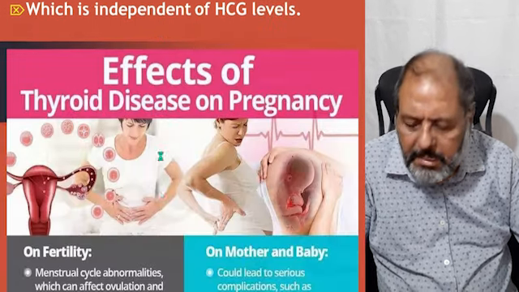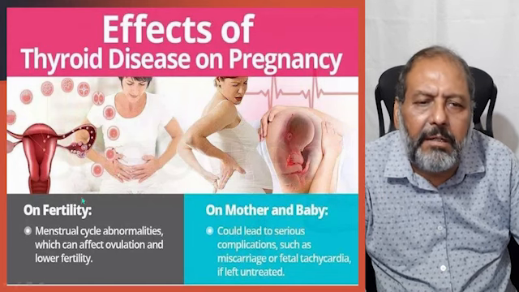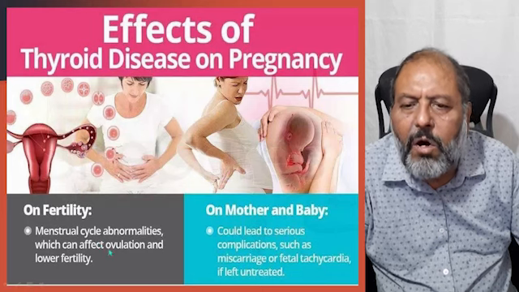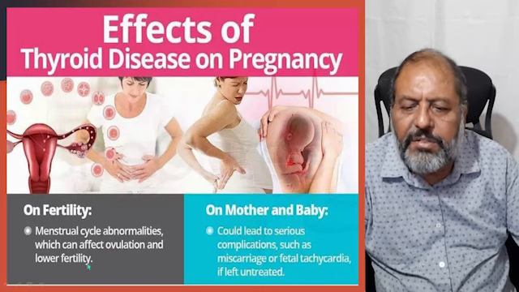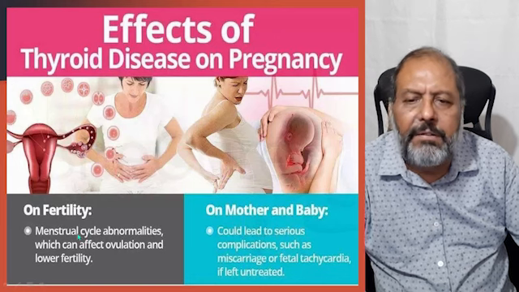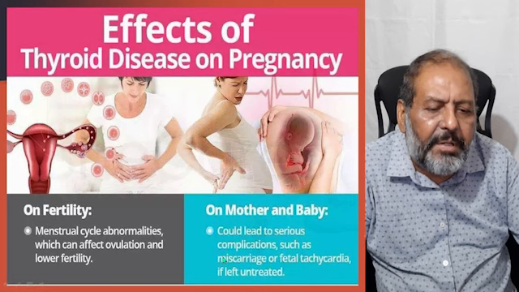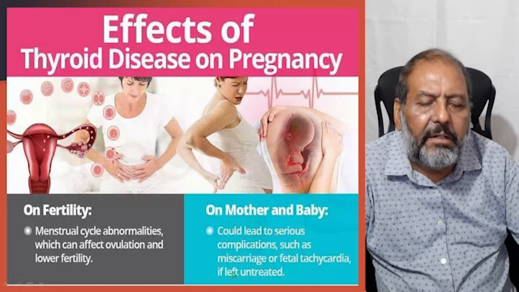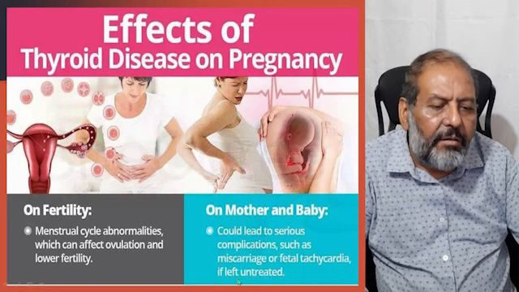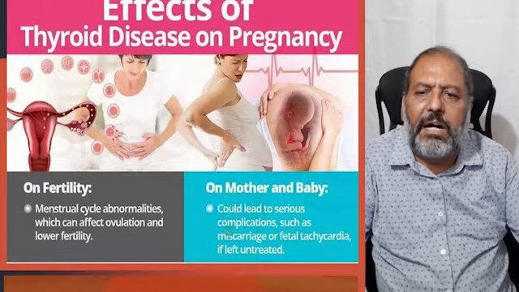which is independent of HCG level. Now, effects of thyroid disease on pregnancy: on fertility, menstrual cycle abnormalities which can affect ovulation and definitely lower fertility. On the mother and baby it could lead to serious complications like miscarriage or fetal tachycardia if left untreated. So these are the effects of thyroid disease on pregnancy.